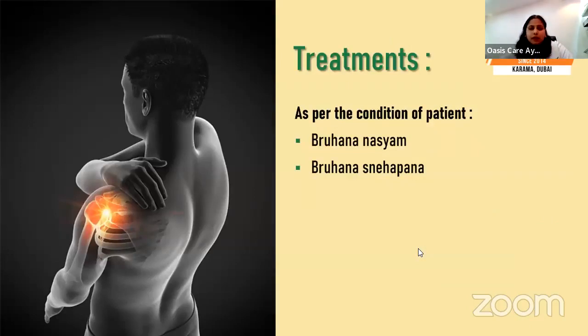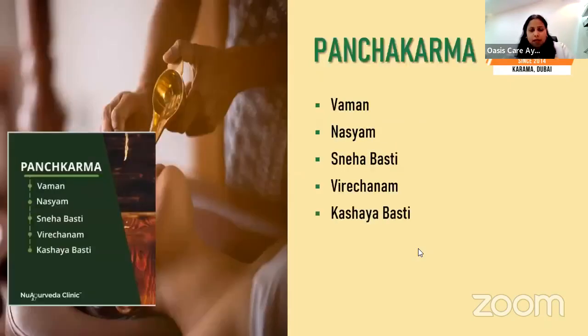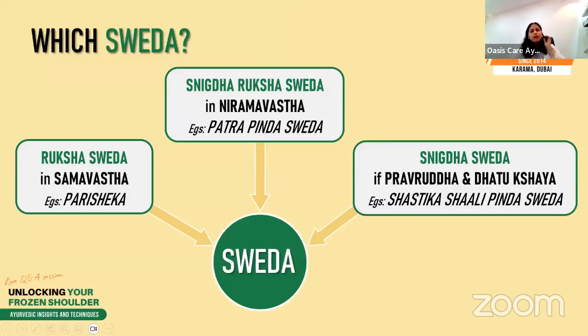Now we can see the treatment part, where different treatments are there for frozen shoulder. In this, Bruhana Nasya and Bruhana Snehapana are one type of treatment, and some kinds of Panchakarma are also needed. These are only names of our Panchakarmas, but as per the patient's need and the doshic dominance, we look at which type of treatment is needed. If it is Santarpanajanya or Apatarpanajanya, accordingly we look at it.